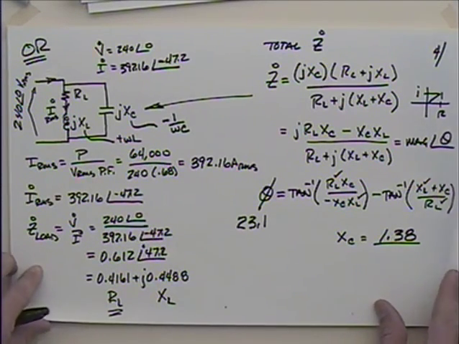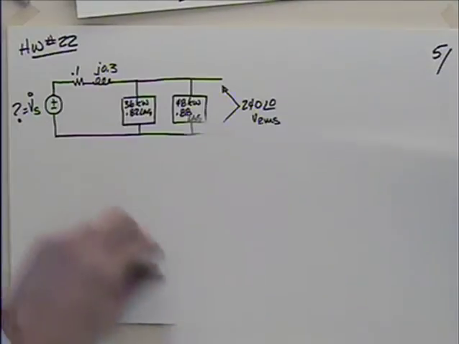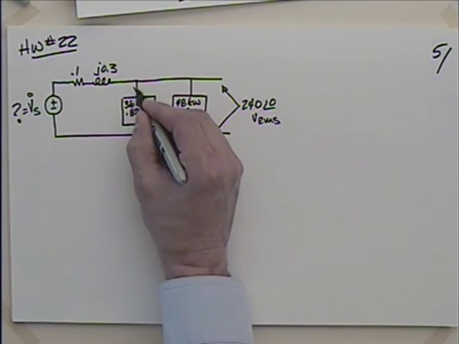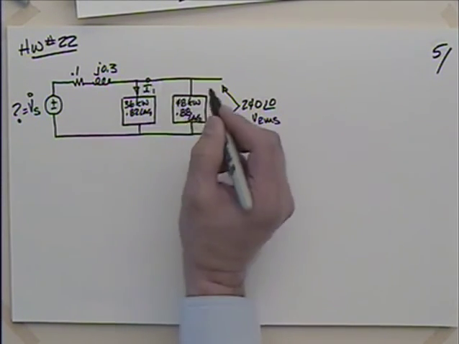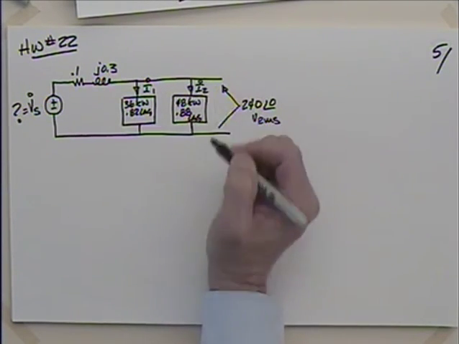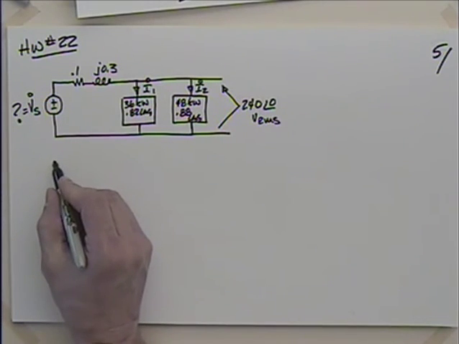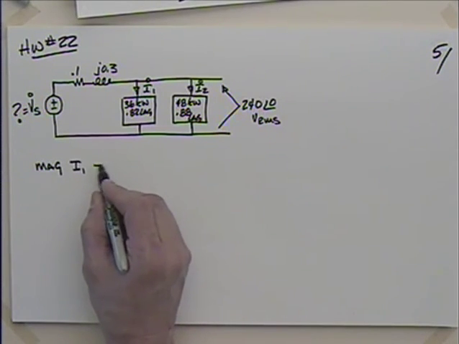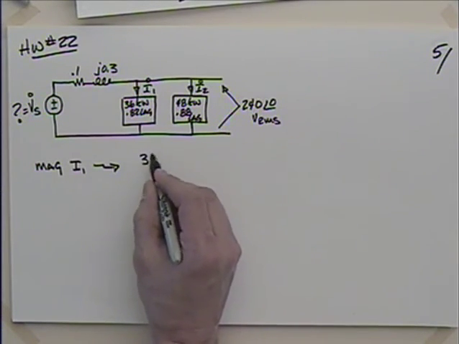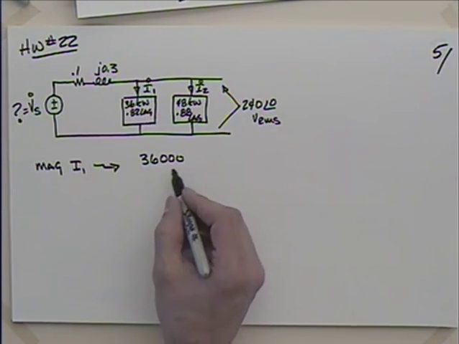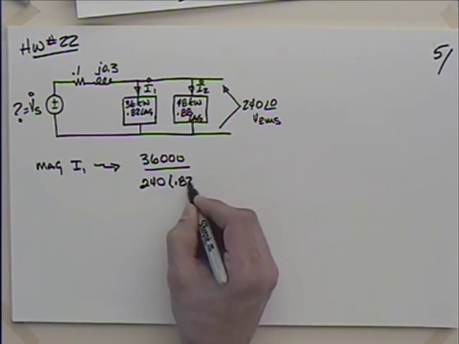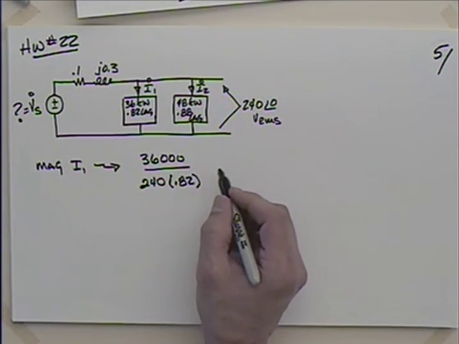Well, I had one more question that I wanted to look at, and I don't think we have time to go clear through it, but I'll look at it very quickly. You have it for reference. It's homework number 22. After our work today, if I want to talk about this current here, I1, if I want to talk about this current here, I2, those are fairly easy to get to, aren't they? What's the magnitude of I1 going to be? 36,000, because the load is 36 kilowatts, divided by the voltage, 240. And what's the power factor? 0.82. So you can come up with a magnitude there.